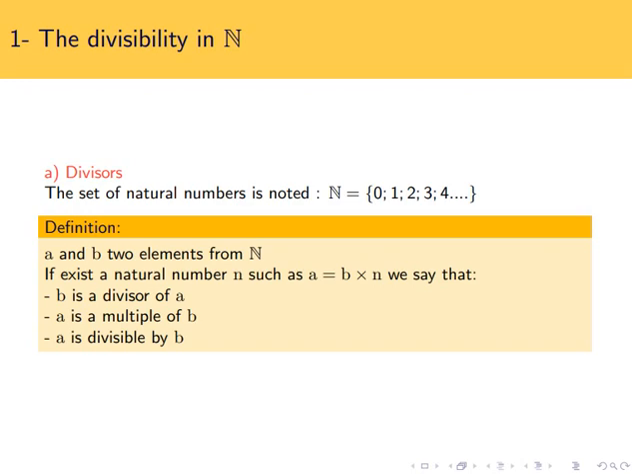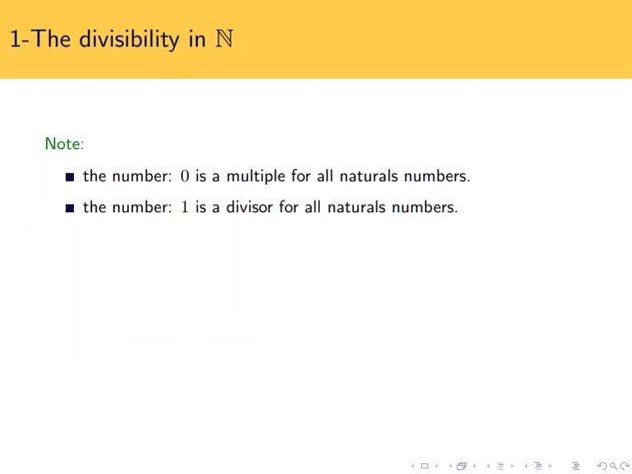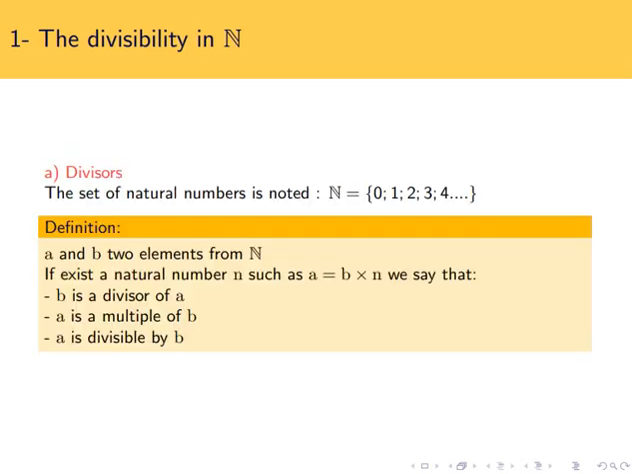Definition: a and b are two elements from N, two natural numbers. If there is n such that a equals b times n, we say that b is a divisor of a, a is a multiple of b, or a is divisible by b. All three statements have the same meaning.